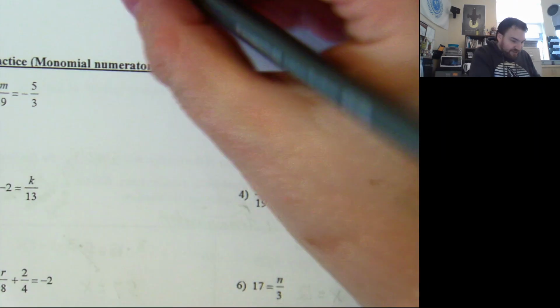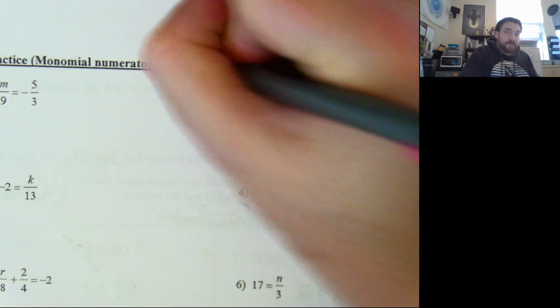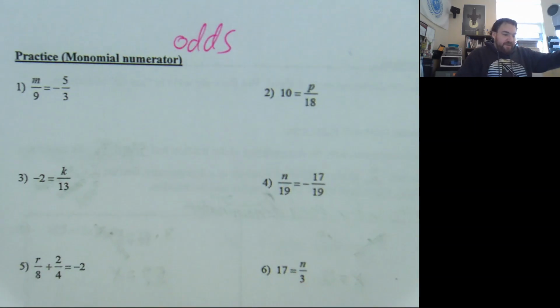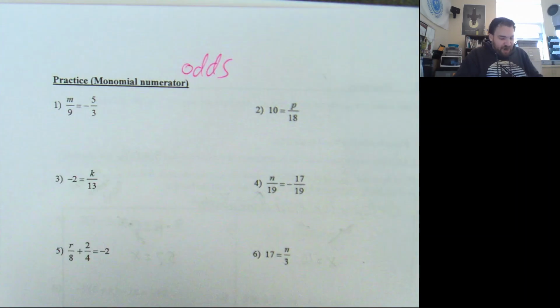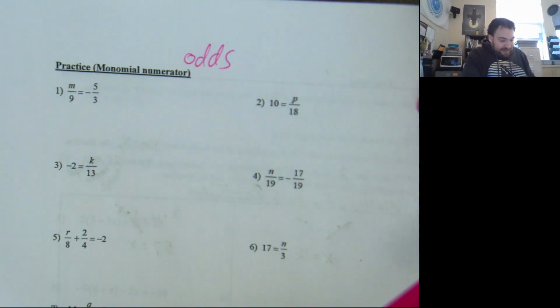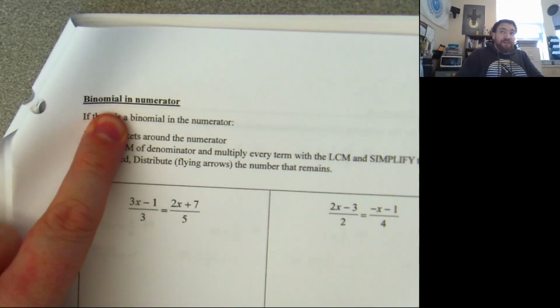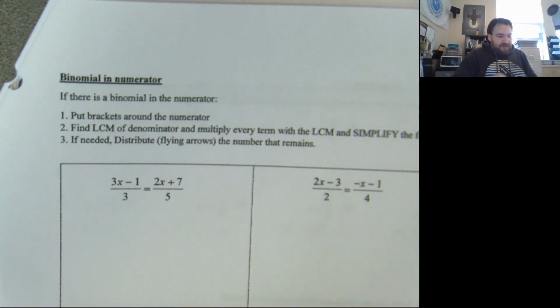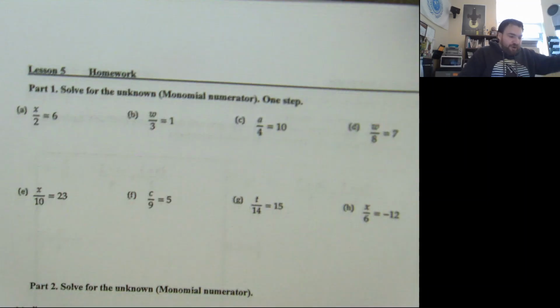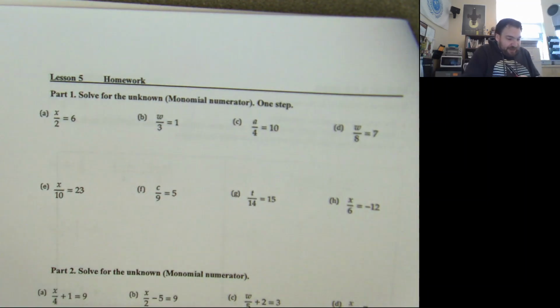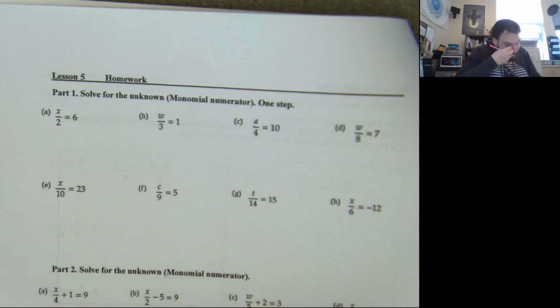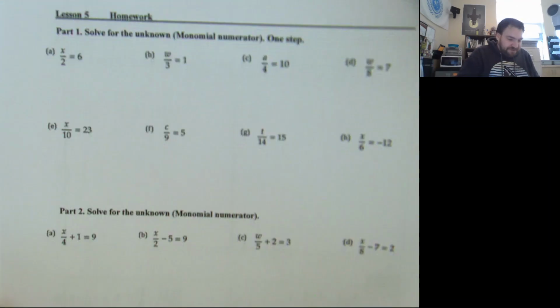I want you to do odds on this page. Okay? So it says practice monomial numerator odds. Then I want you to flip ahead. We're going to skip the binomial in the numerator. We're going to save that to tomorrow because of the limited amount of time we have. Flip ahead to where it says lesson 5 homework. I would like you guys to do part 1 and part 2, both of these parts.